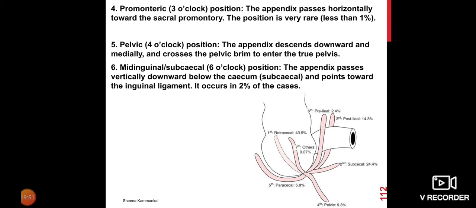Next, the 6 o'clock position, straight down. The appendix passes vertically down below the cecum and points towards the inguinal ligament. This occurs in 2% of cases.